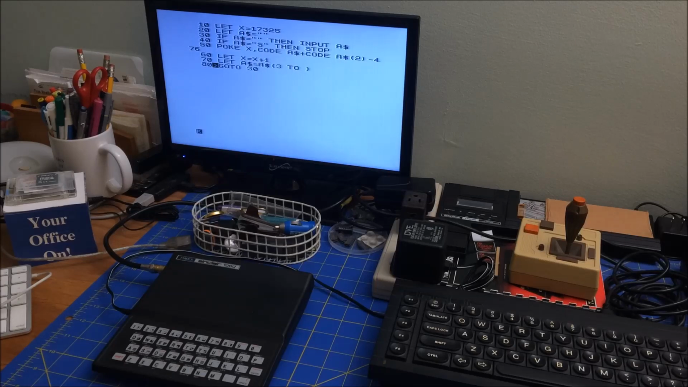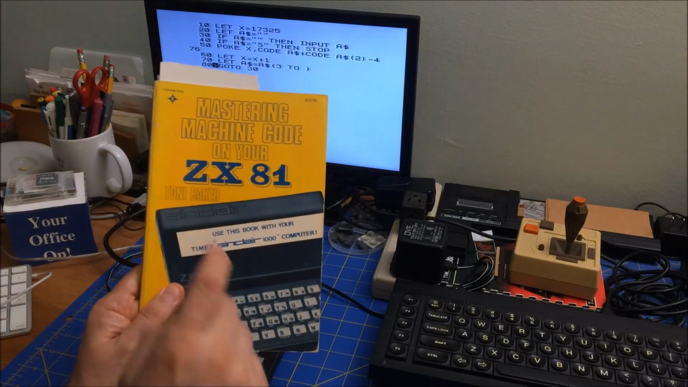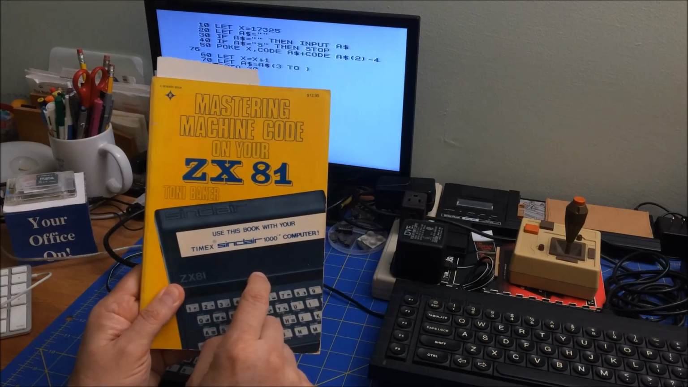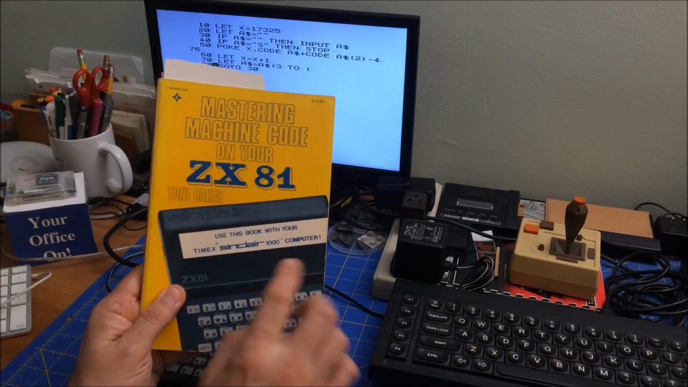It's summertime and yet I'm sitting inside coding. It's not at night, it's actually during the day, but it's a rainy day today. So I decided to give my old Timex Sinclair 1000 a try. And actually, the program I'm working on is from this book by Tony Baker. This was the first book I actually purchased as a teenager for my ZX81.